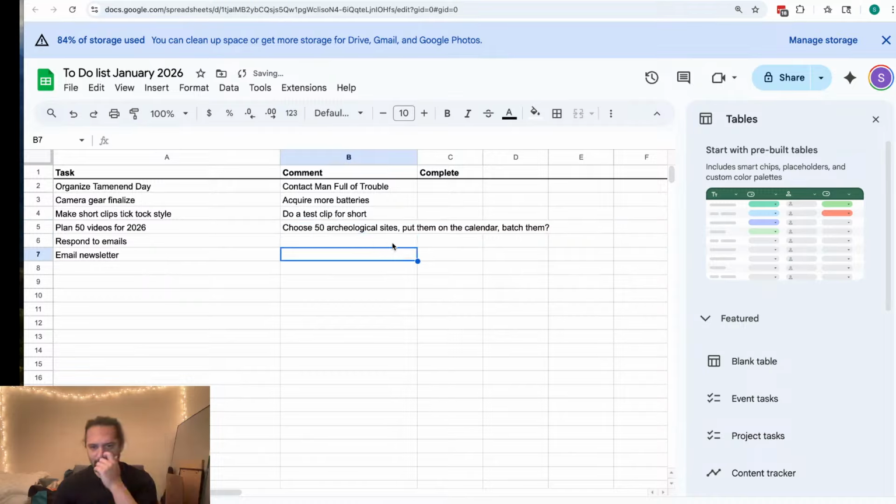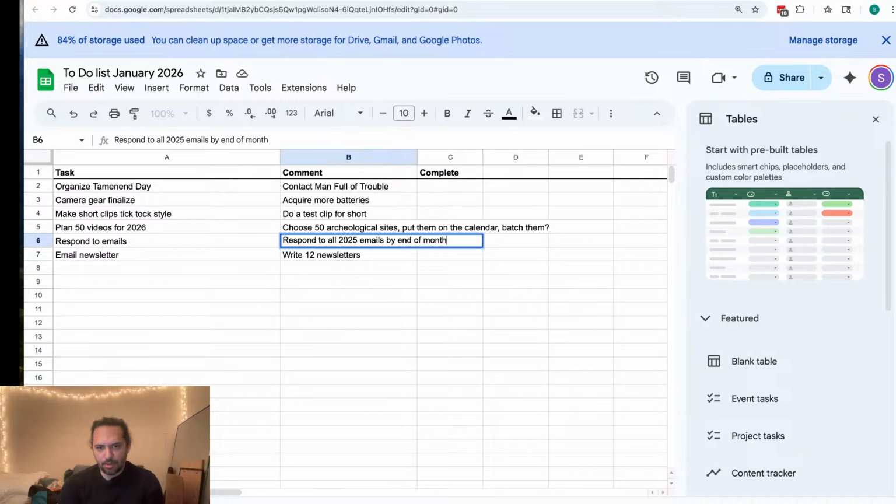Respond to emails. That's pretty much just got to get it done. And then newsletter. I'd like to write 12 newsletters ahead of time so that I at least have something to send out every month, in case that month I am more neglectful. I just got to get better at emails. That's it. Just respond. Let's do respond to all 2025 emails by end of month.